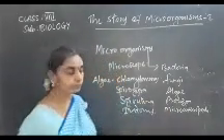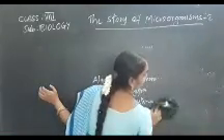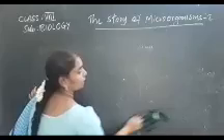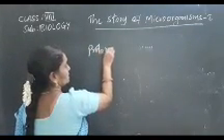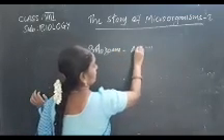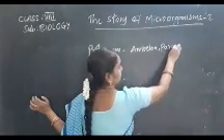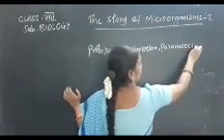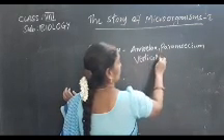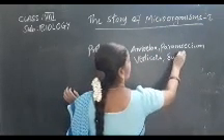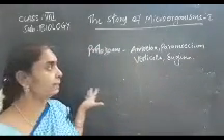Protozoans like, what are the different protozoans, children? Amoeba, paramecium, euglena, vorticella. So these are protozoans. Protozoans like amoeba, paramecium, vorticella, euglena. These are the protozoan varieties that you can observe in the ponds.